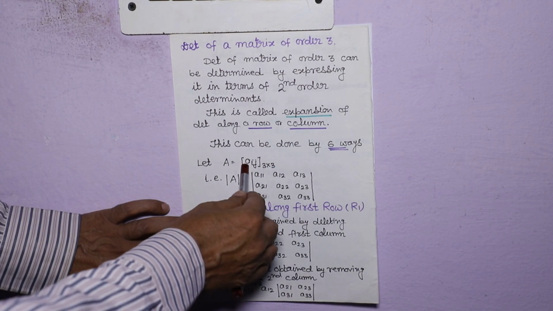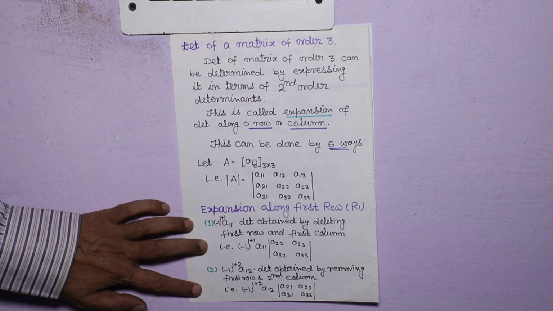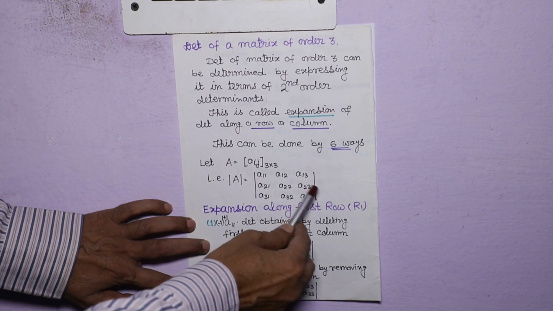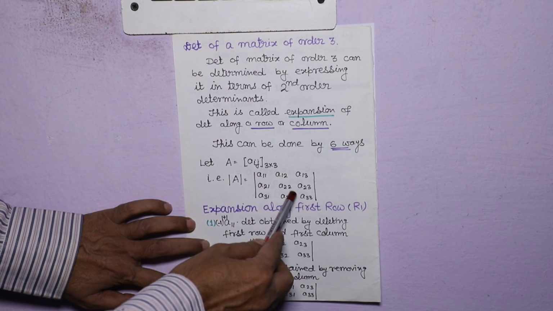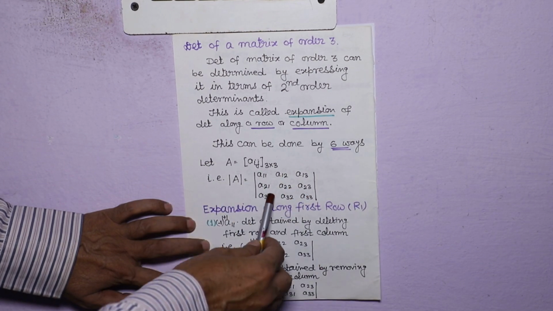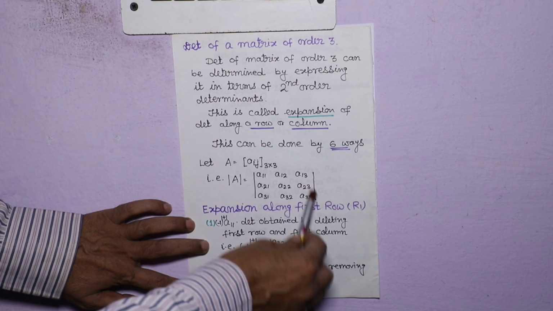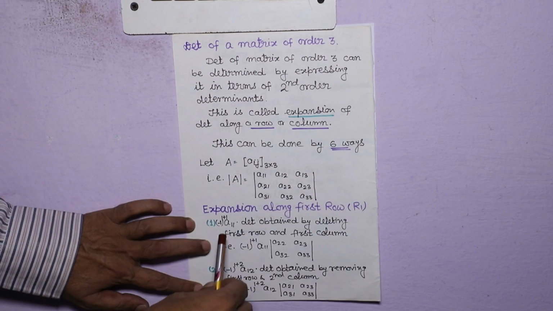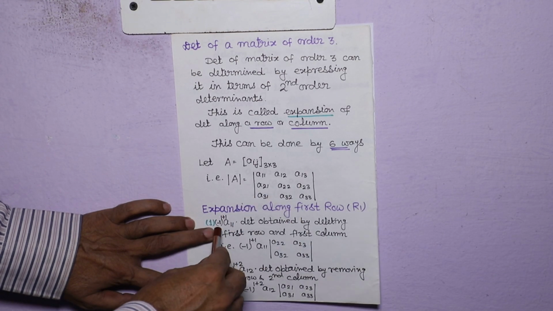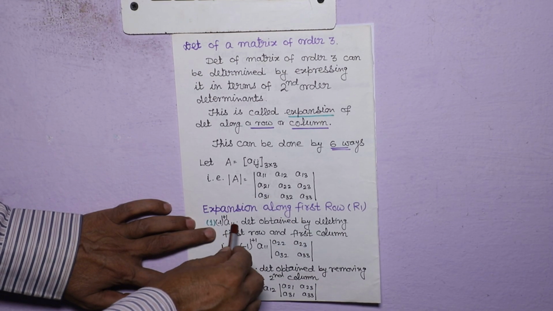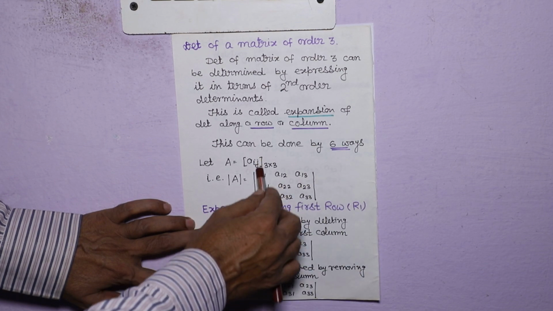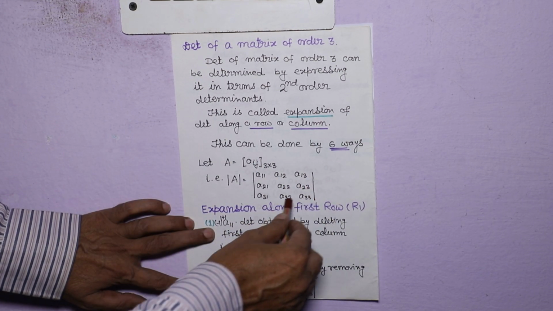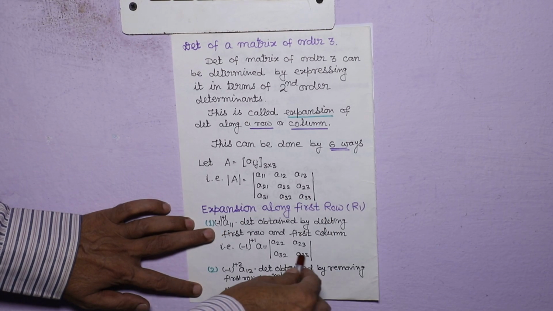Let A_ij be a 3 cross 3 matrix. Its determinant is written as a11, a12, a13; a21, a22, a23; a31, a32, a33. Expansion along the first row, that is R1, is written as (-1)^(1+1) a11, where the first row and first column elements are deleted and the determinant is |a22 a23; a32 a33|.